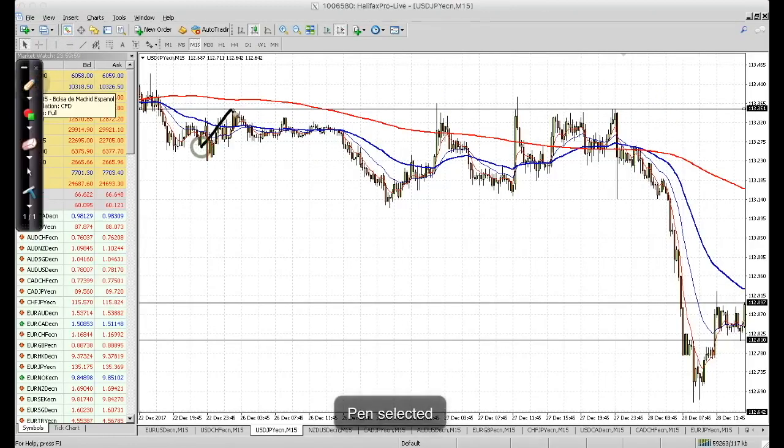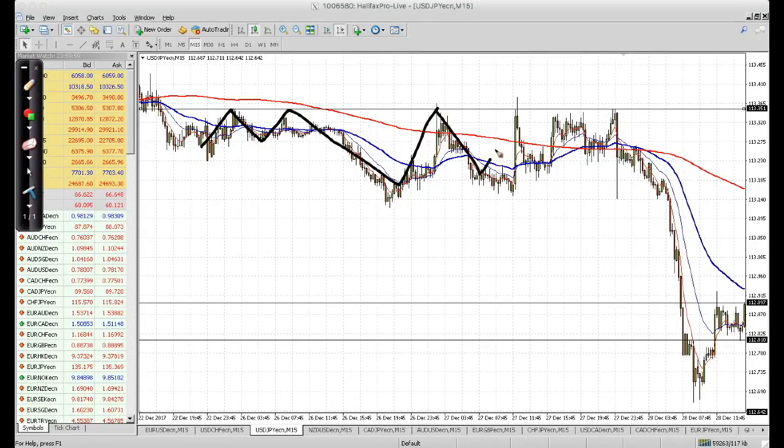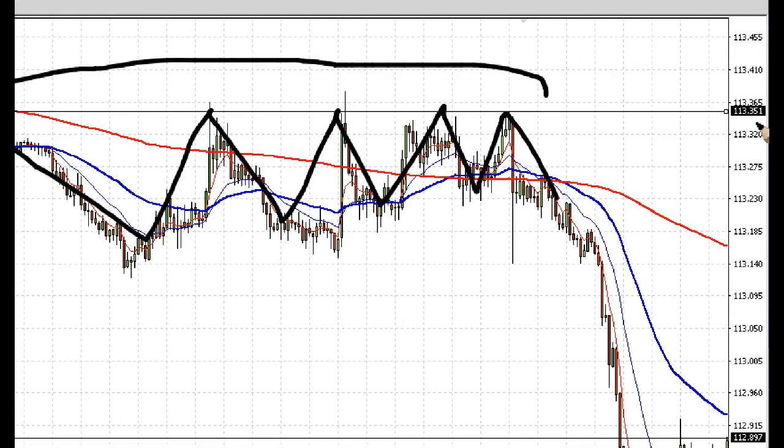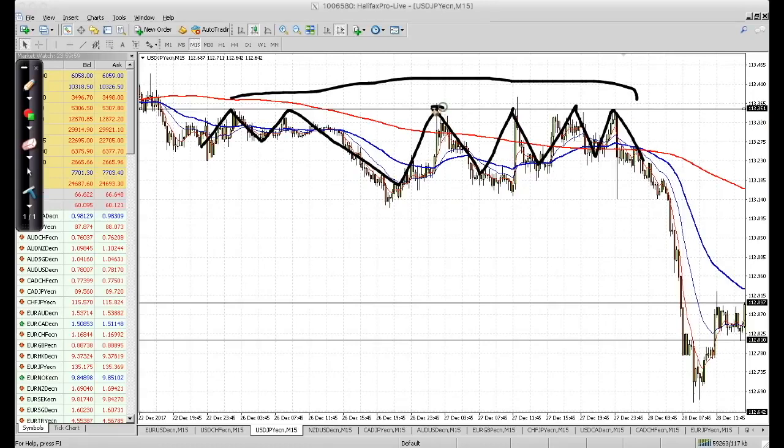Resistance, test 1, test 2, test 3, there's 4, there's 5, there's 6. Very strong resistance here. All the sellers are waiting at 11335. The moment it hits resistance, you could sell, you could sell, you could sell. You can make very nice profits and take profits somewhere at support levels.